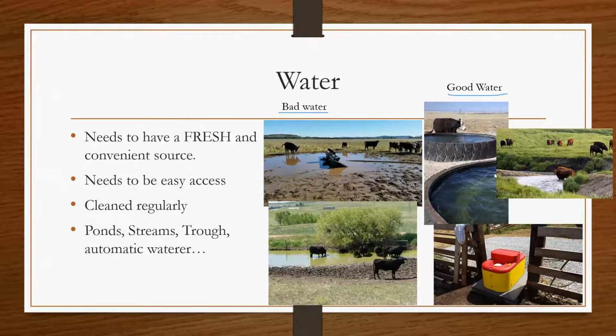The best one for cleaned regularly would be this stream. And that's, like I said, because it constantly is moving. So it's kind of self-cleaning and moving all that stuff downstream. And then at the bottom, those are once again just some options for some good water.